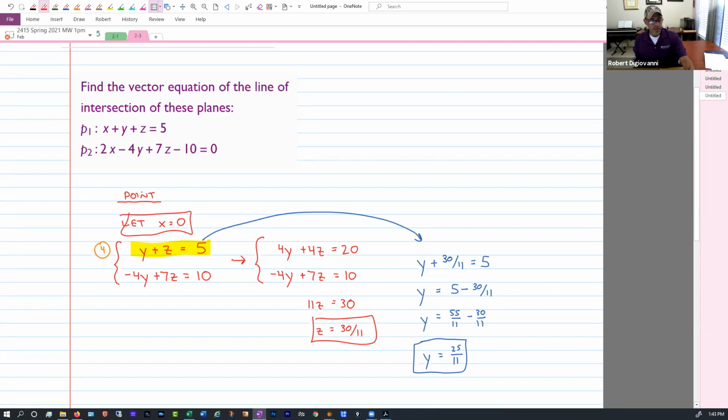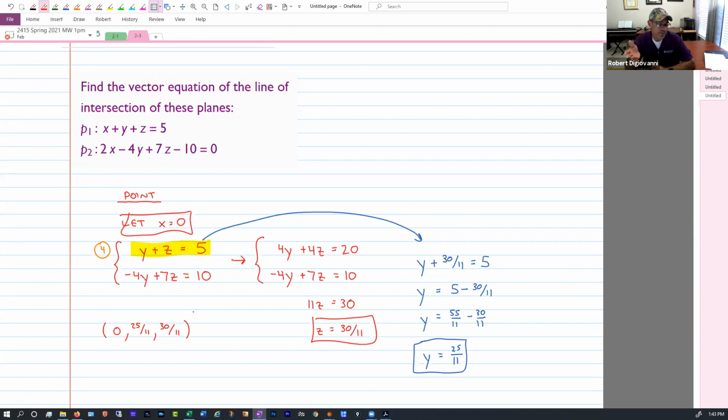So I have x, y, z. So that is a point, isn't it? That is the point 0. Make sure you get these in the right order. 25 over 11 and 30 over 11. That is a point that lives on both planes, right? That point should be on both planes. So it is a point of intersection of those 2 planes.